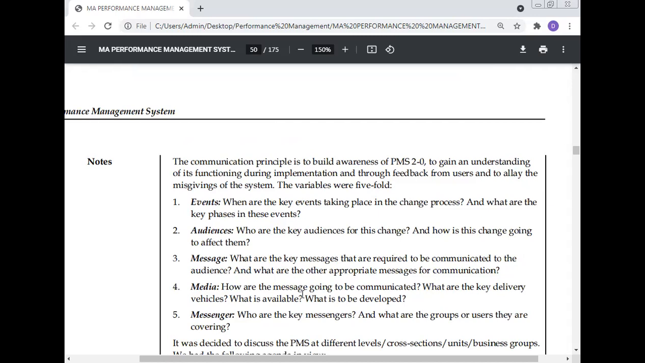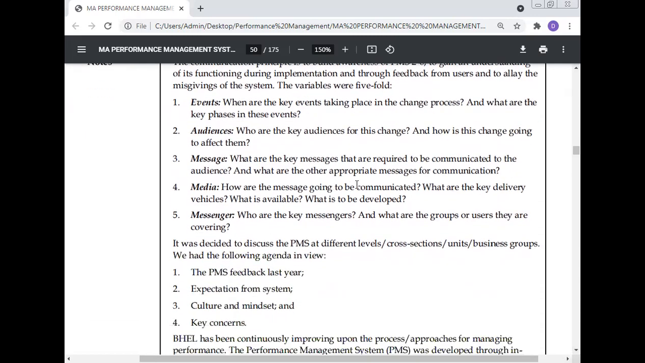Evidence: when are the key events taking place in the change process, and what are the key phases in these events? Audiences: what are the key audiences for this change, and how is this change going to affect them? Message: what are the key messages that are required to be communicated to the audience? And what are the other appropriate messages for communication?